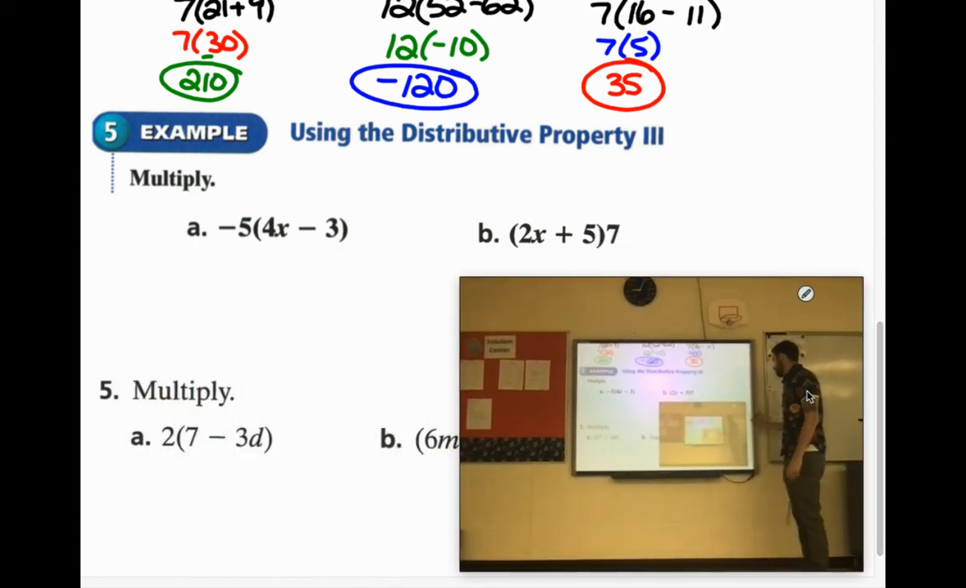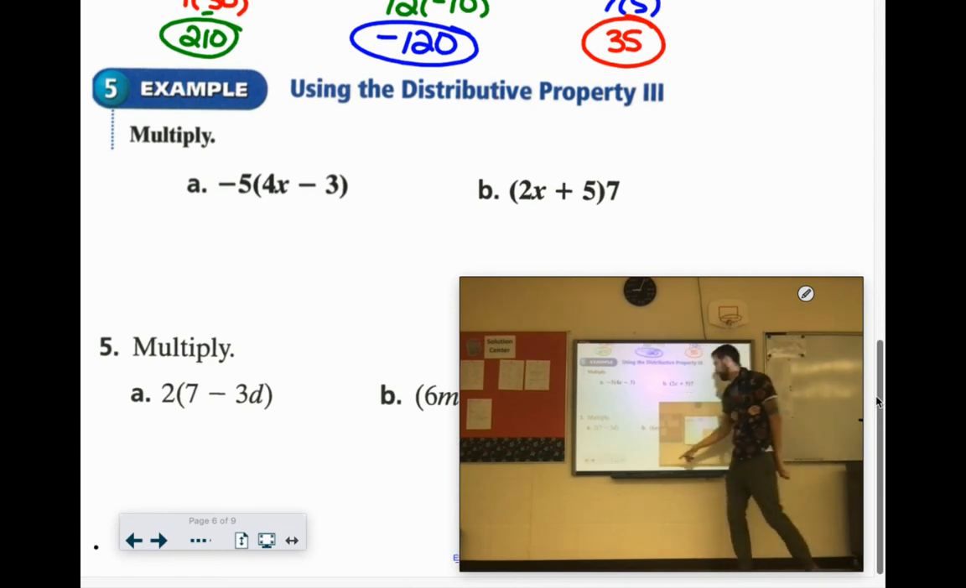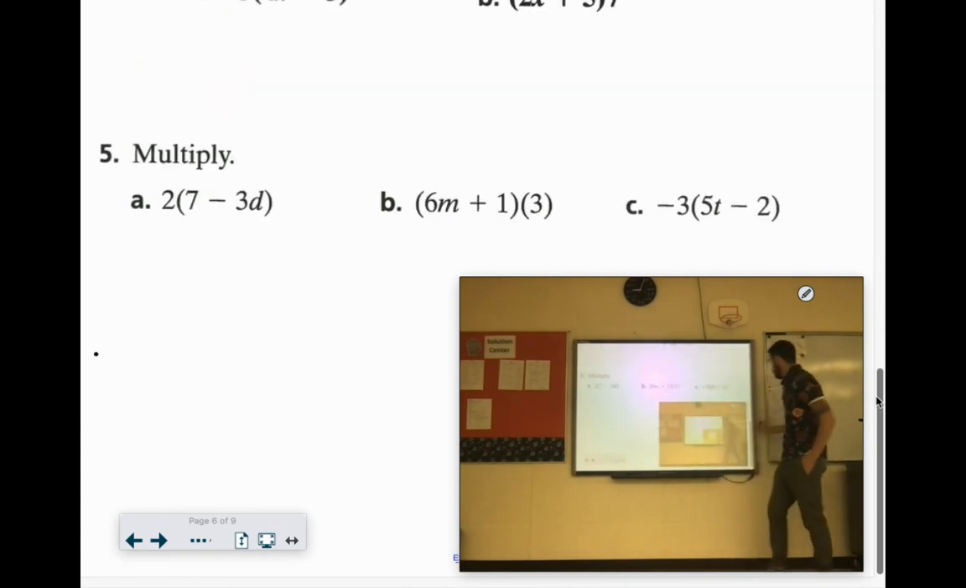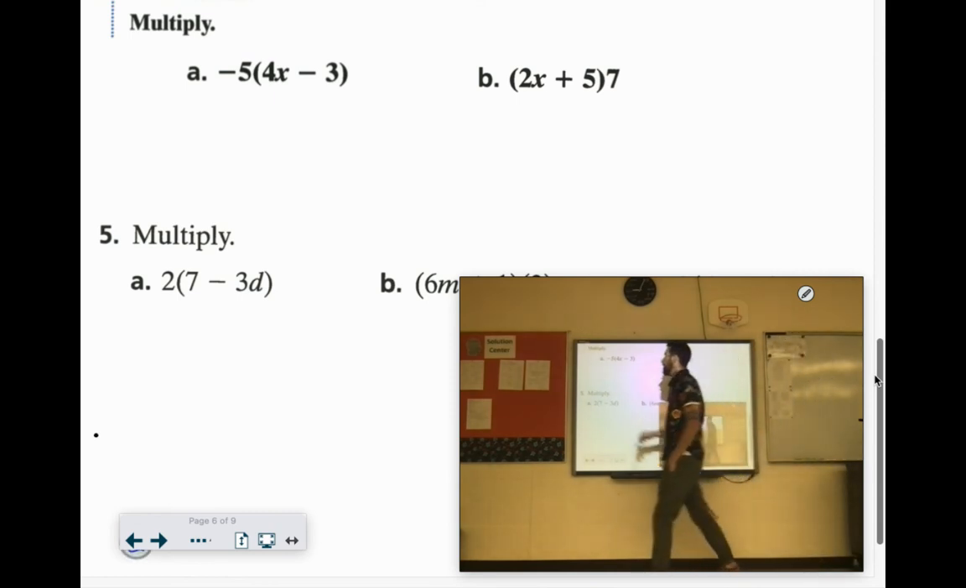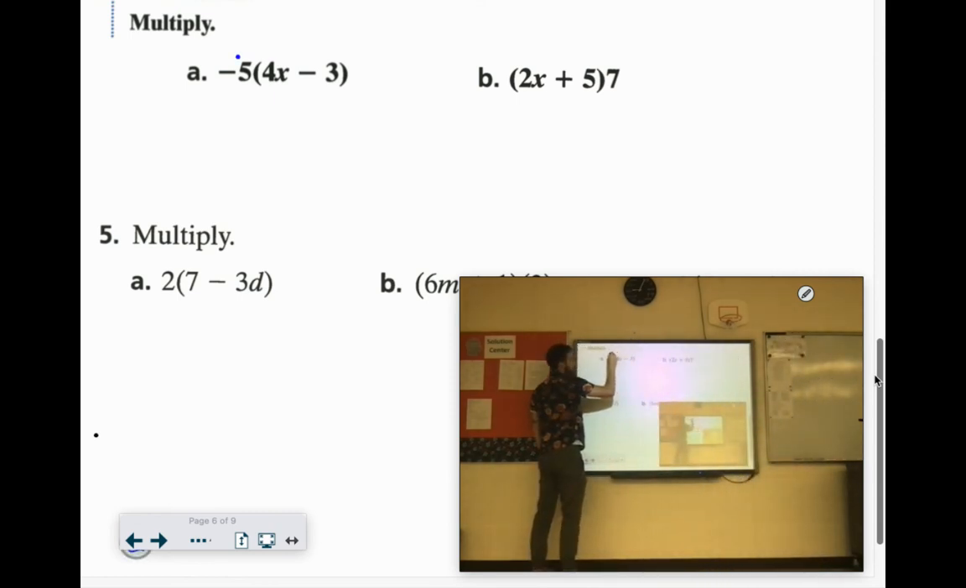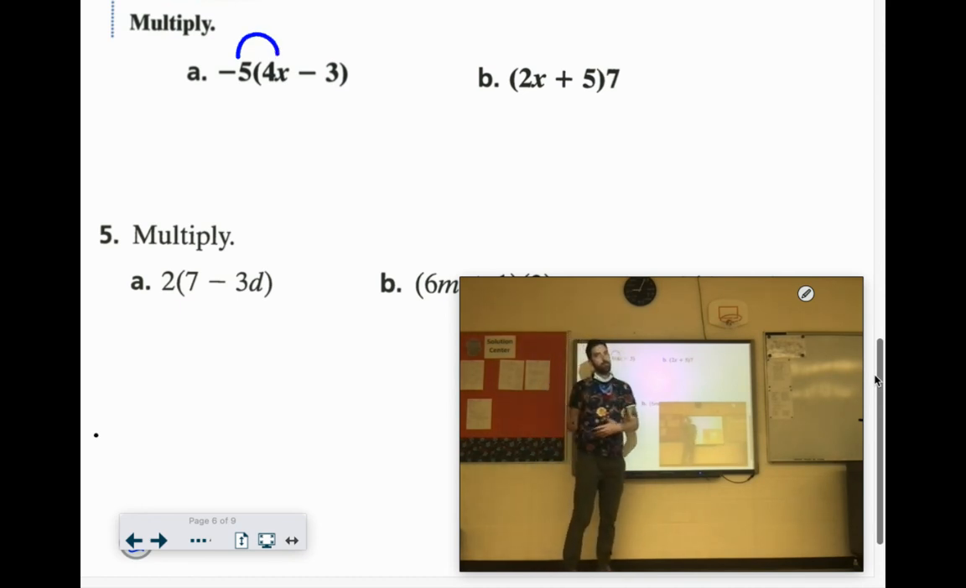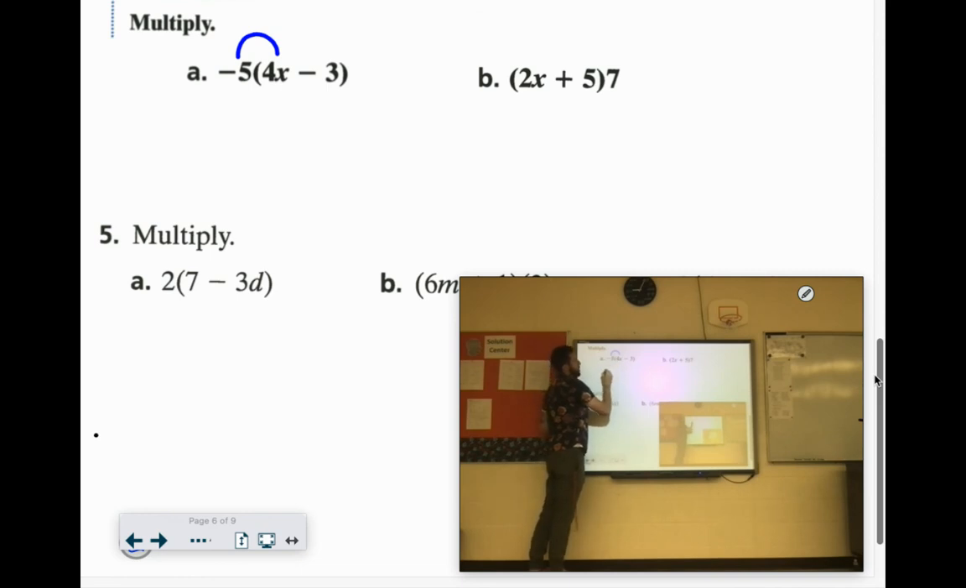Bringing in the variables. The important thing about the distributive property is you multiply whatever's outside by everything inside. So here, we're going to do negative 5 times 4x. If you're multiplying a number times a variable, just do the numbers and then the variable behind it. So 5 times 4 is 20, 5 times 4x would be 20x. Negative times positive gives you a negative answer, negative 20x.